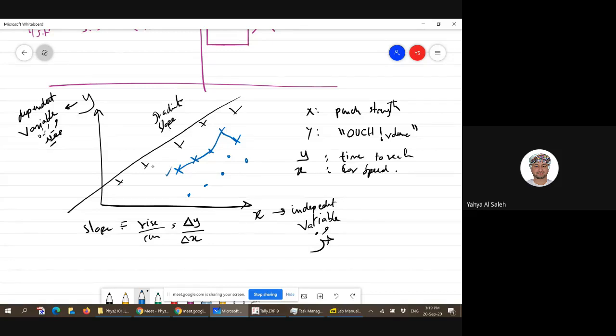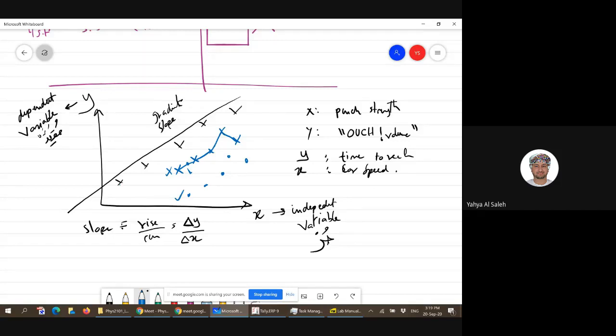This, the top one, means that I know exactly what is happening between the data points. So if we're taking our example of punch strength versus ouch volume, this tells me that if I punch you with this force, I know with absolute certainty this is going to be your scream volume. But this might not be true, okay? The second one is more accurate, what we call a data sample.